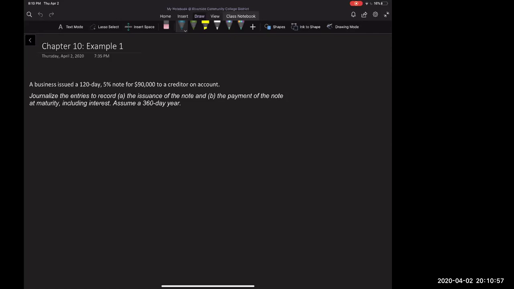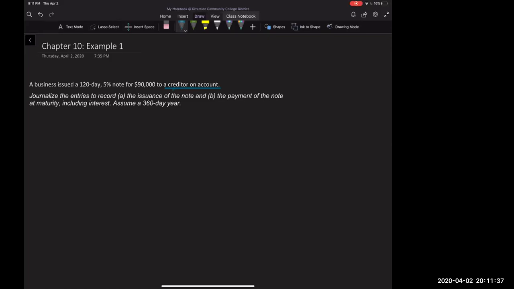All right, so hopefully from this, maybe you said it is scenario number two. And the reason why I think it's scenario number two is because it says "to a creditor on account." So what they probably already have is an outstanding accounts payable, but they didn't pay it on time. And so now, instead of it being a regular accounts payable, they are doing it plus interest. So they're saying they want to journalize the entry at issuance of the note.